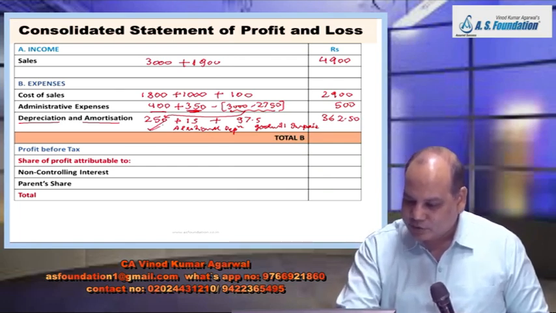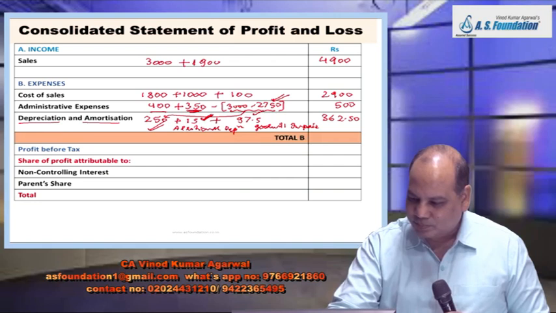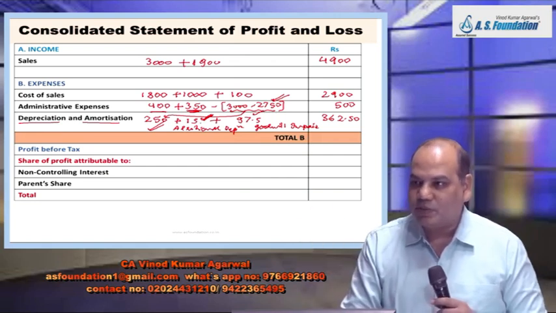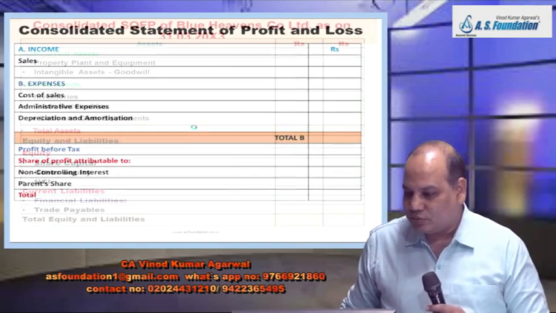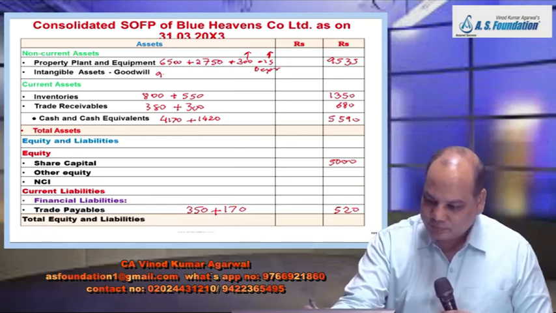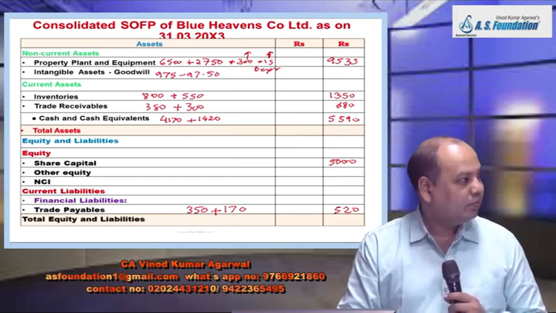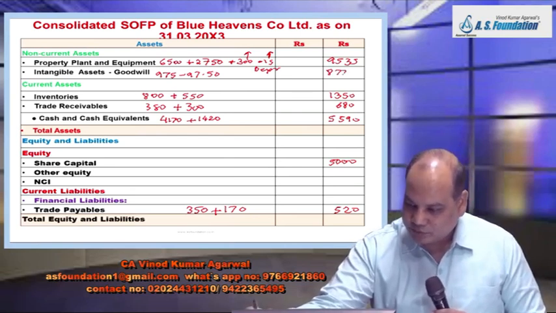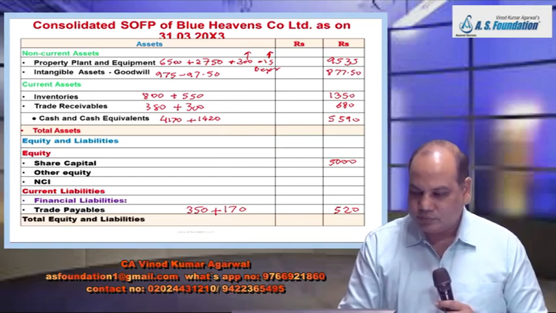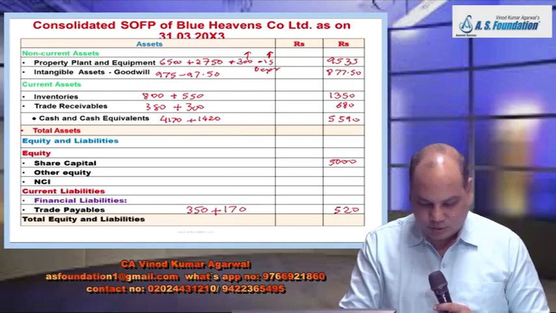The second effect of this is over here. Amortization of goodwill we have to deduct, and depreciation 15 we have adjusted in PPE. So now you can go to property, plant, equipment, goodwill, right? 975 minus 97.5. And how much? 877.50. Seems to be right. Okay.